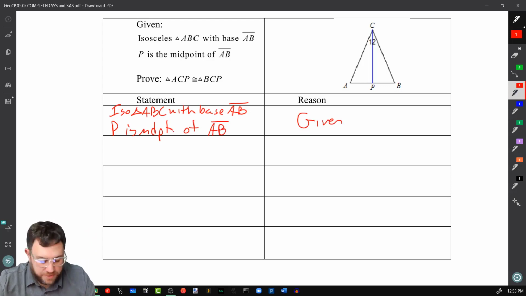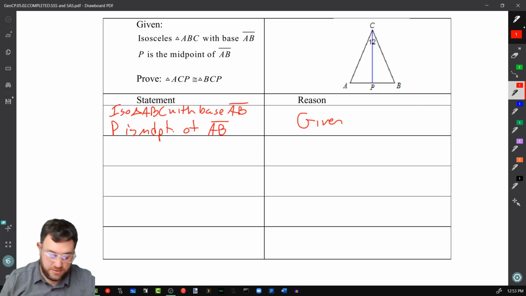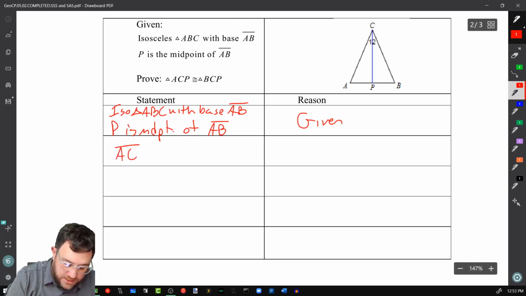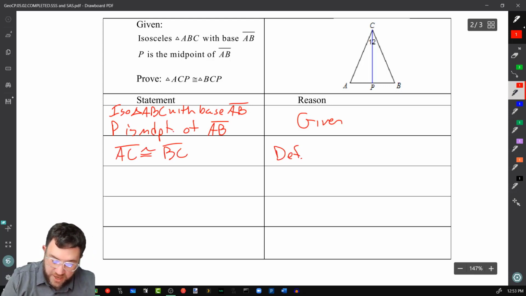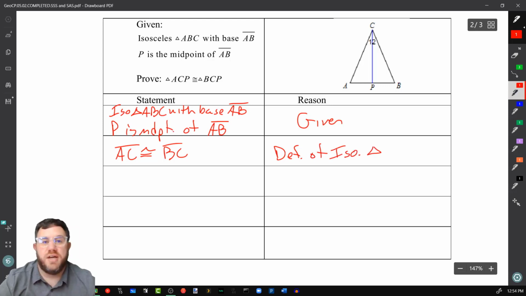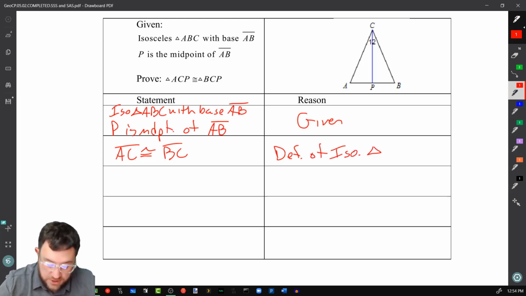So let's take the first part of that. Isosceles triangle ABC with base AB. What's an isosceles triangle? It's a triangle with at least two congruent sides. And we're not told which two sides are congruent, but we are told which side is the base. Now the base is the non-congruent side. So we know that AC and BC have to be congruent, and that's because we have an isosceles triangle. So that's definition of isosceles triangle, triangle with two sides congruent. Let's mark that in our picture.